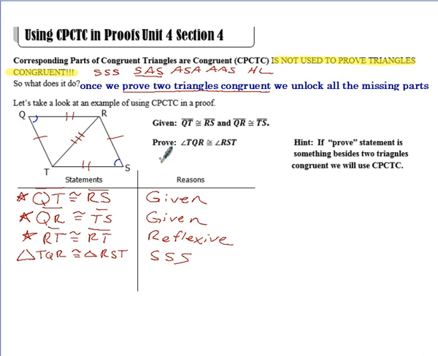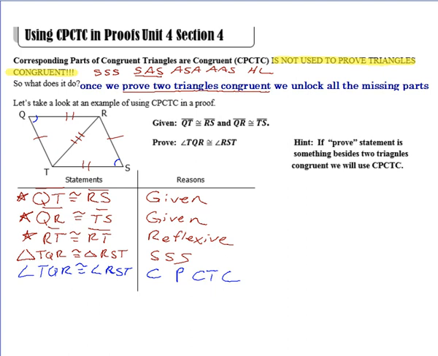I just want to do the ones that I'm interested in. The one that I'm interested in here is to prove that angle TQR is congruent to angle RST. And so that's this angle and this angle. And so why am I allowed to say that those angles are all of a sudden congruent? Because these angles are corresponding, and the corresponding parts of congruent triangles are also congruent. That's what CPCTC stands for and is used for.